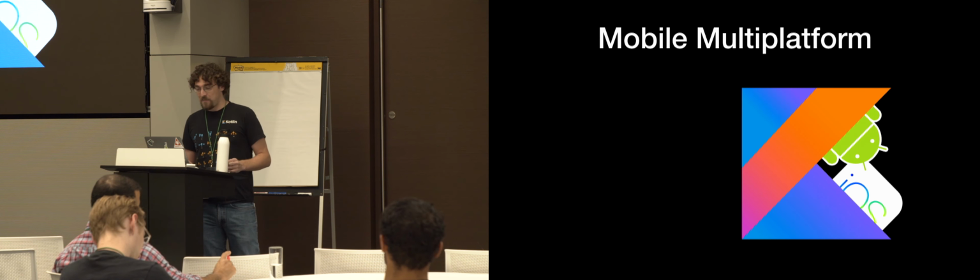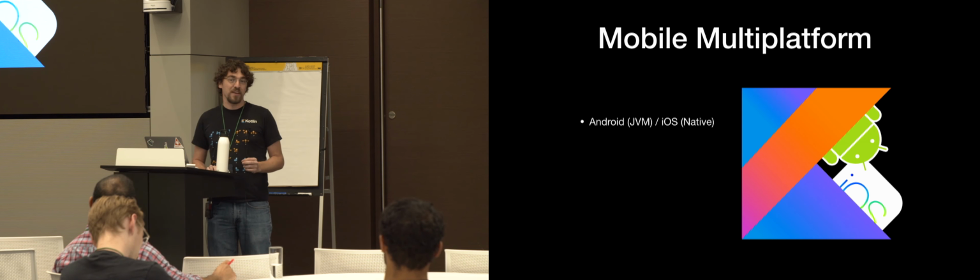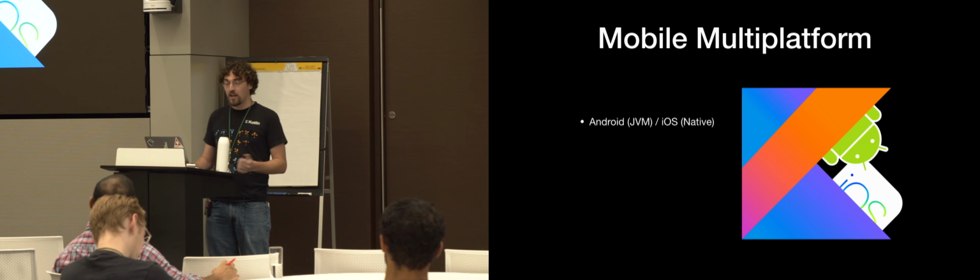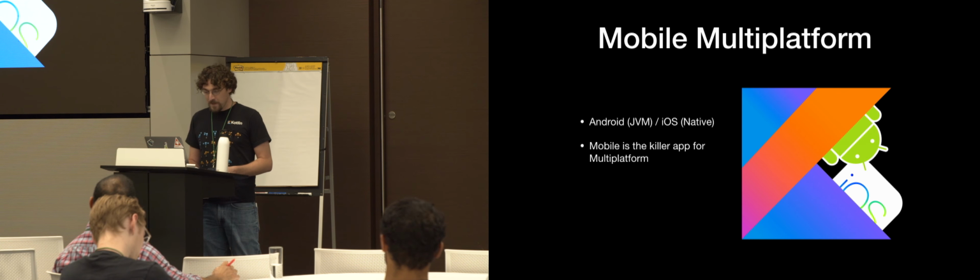And this enables a pretty interesting space called mobile multiplatform. That's the idea of building an app that uses JVM Kotlin on Android and uses Kotlin Native on iOS. I really think that mobile is the killer app for multiplatform.